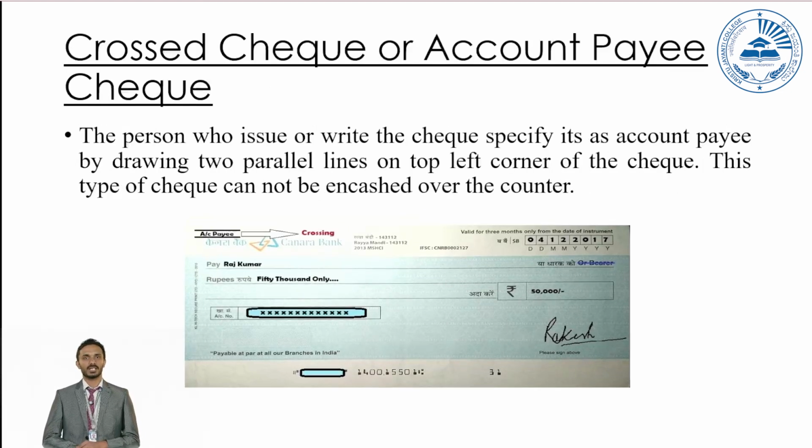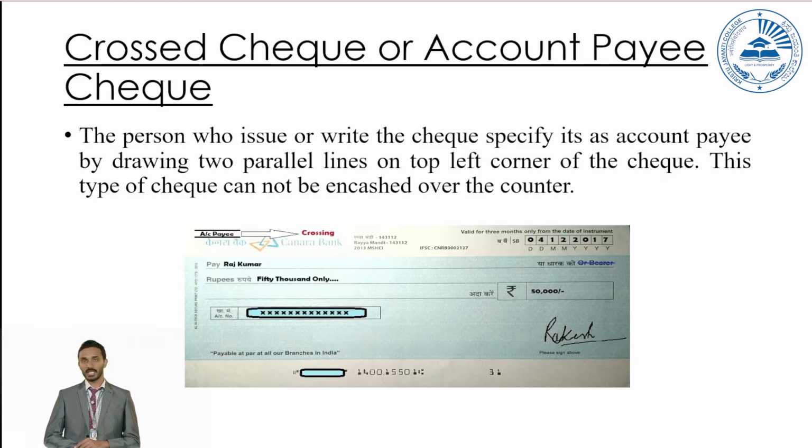Moving to the next check, that is the crossed check or account payee check. Crossed check is a very popular term to increase the security of the check. So what is meant by a crossed check or account payee check? Crossing is an instruction to the banker that the amount will be transferred only to the account of the beneficiary or the payee. The person who issues or writes the check specifies it as an account payee by drawing two parallel lines on the top left corner of the check. So if there are two parallel transverse lines on the top left corner of the check, we can assume it is a crossed check.